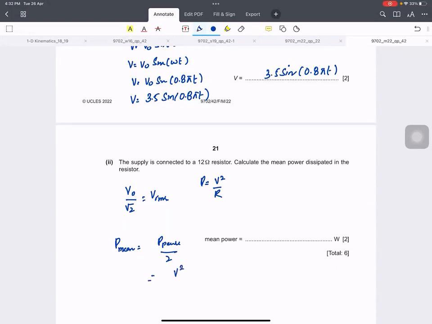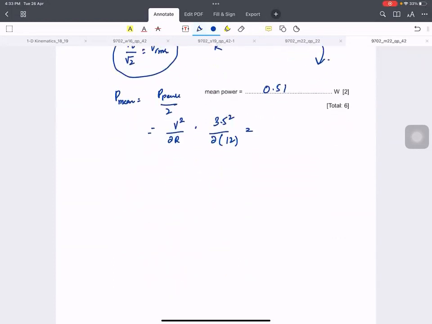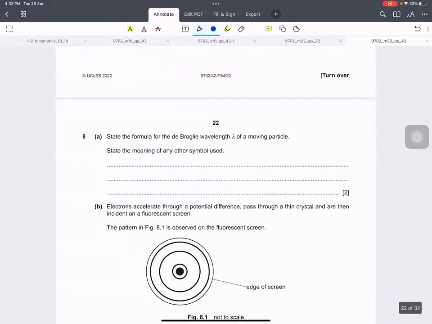So this becomes V squared over 2R. V squared was 3.5 squared, over 2 times 12. Work out the answer, I think it should be 0.51 watt. That is correct. If you have any questions, please let me know. There are other methods too: you could first calculate V RMS and then use the V RMS squared over R formula. That would also give you the same answer. It doesn't really matter.